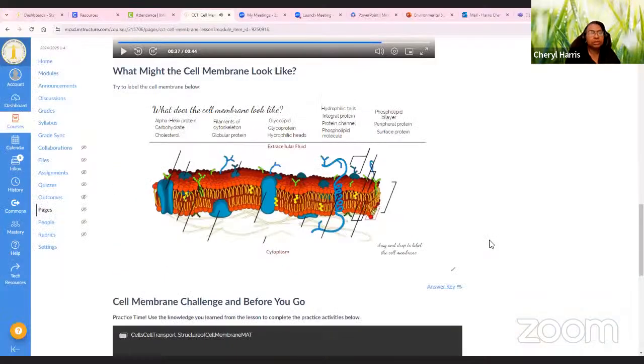All right, so this is it. This is our fluid mosaic model. It says try to label the diagram below. Now, you haven't done anything to it, but I'm going to give you a worksheet where you actually will have a labeled diagram. So let's look at this answer key.